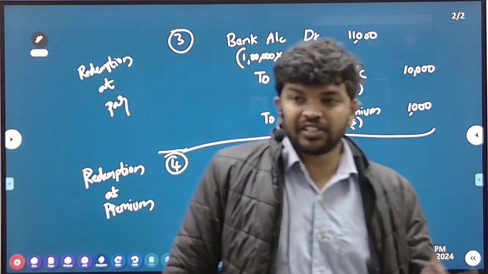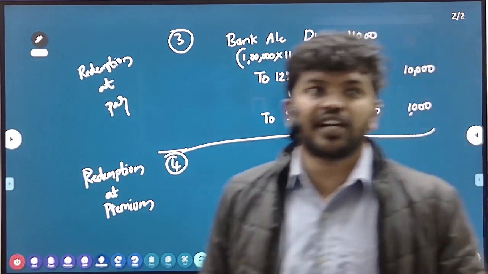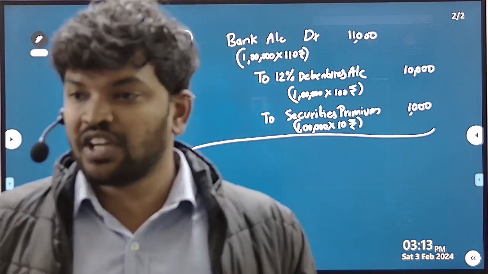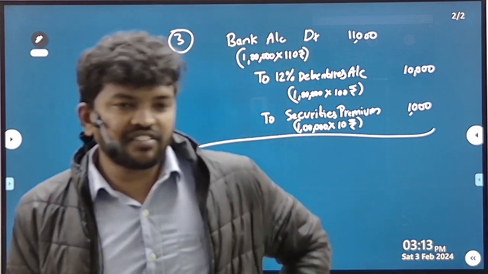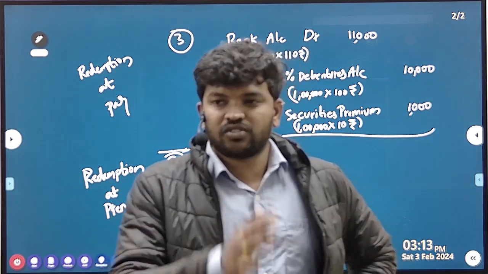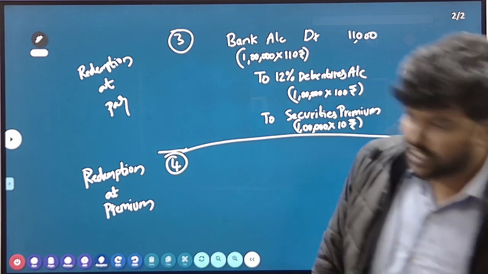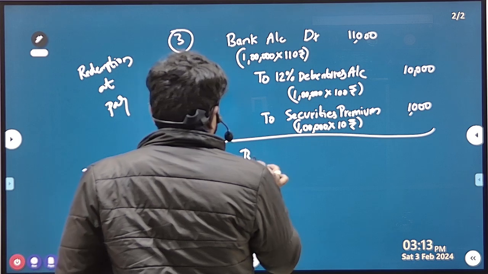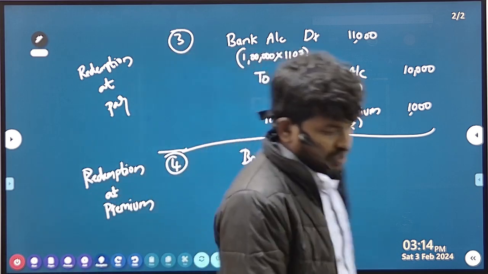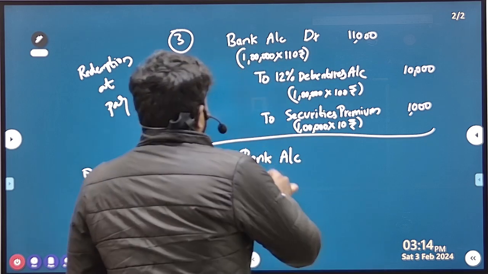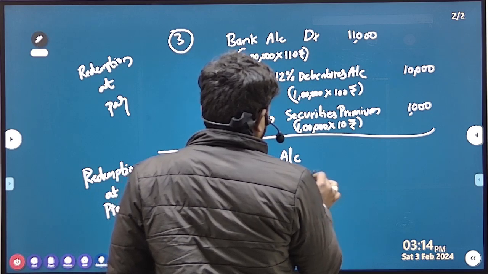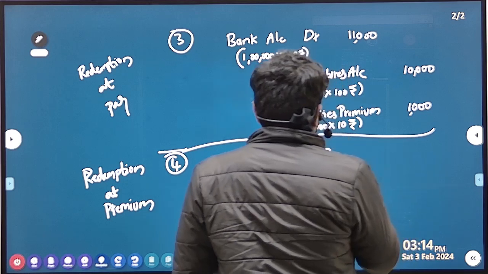While issuing the debentures itself, you know that these debentures are redeemable at premium. So while issue of debentures itself, you know that there is a loss in the future. So as per conservatism or prudence concept, while issue only, you have to recognize that loss. Understood? So check the entry. Bank account debit. Issued at how much? Premium or par or discount? Issued at premium. 10% premium, right? Same, 1 lakh into 110, 11,000.